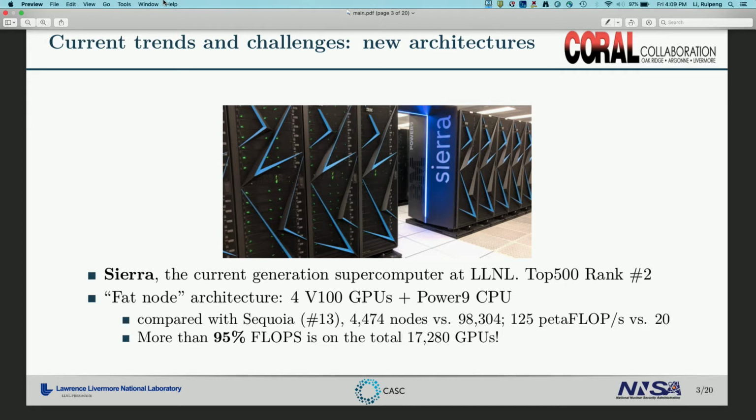All these current algorithmic and software efforts in Hypre are due to the hardware change. At Lawrence Livermore, we have this new supercomputer Sierra, which I think is still the world #2 in the top 500 list. It has a very different architecture compared to previous supercomputers. Each node of Sierra is very powerful. It has 4 Volta GPUs and 2 Power 9 CPUs. Compared to Sequoia, it has much fewer nodes, but on each node the peak performance is much higher. And remarkably, more than 95% of the flops is on the GPUs. So to take advantage of this big machine, we really want to port the majority of our computation to GPUs.